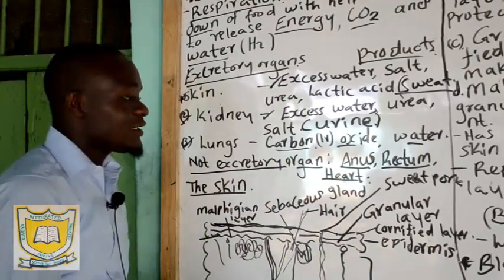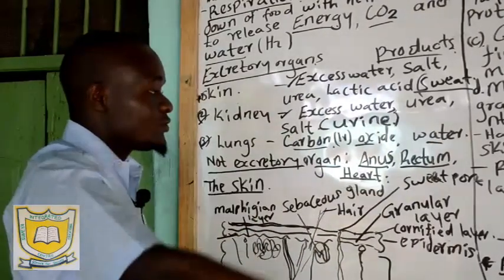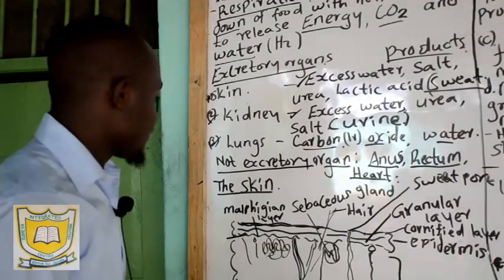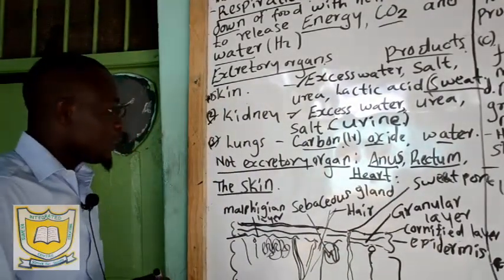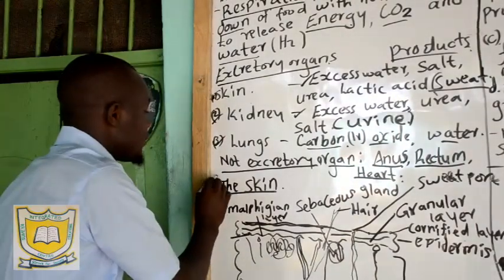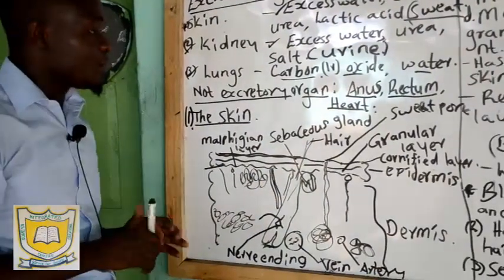Now when you talk of the heart, it is part of the circulatory system. It just pumps blood to other parts of the body and also carries out its effective functions. Today we are going to deal with the first organ, which is the skin. We are going to talk about the skin in an elaborate way.